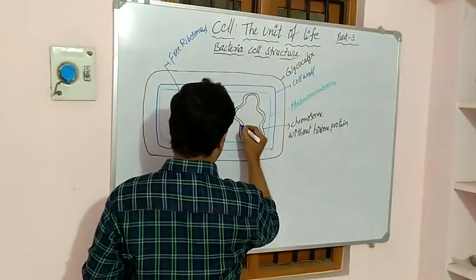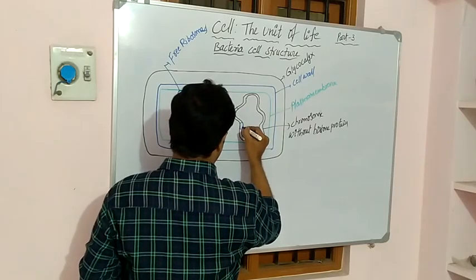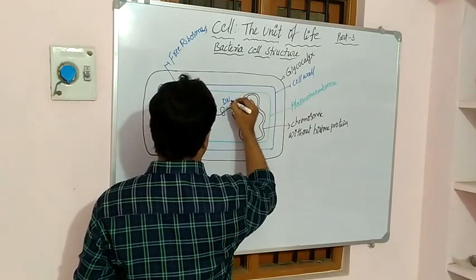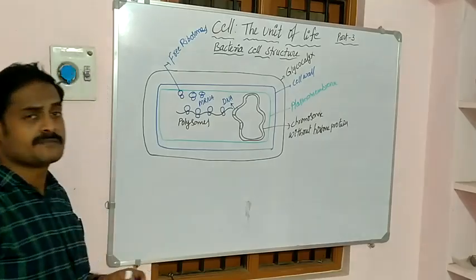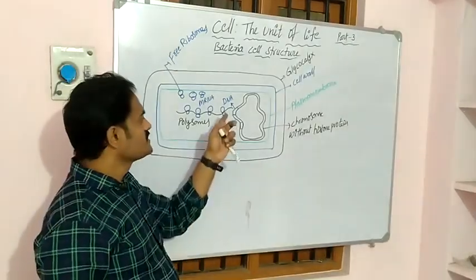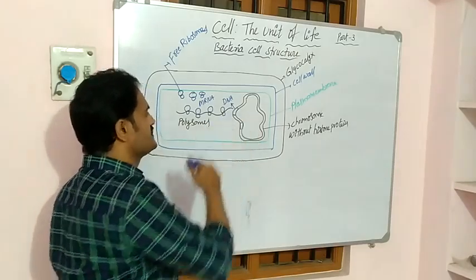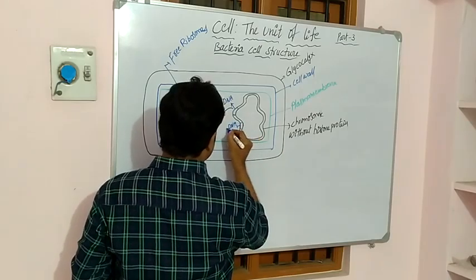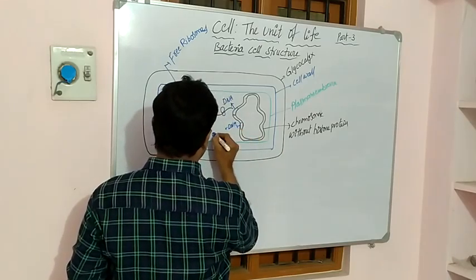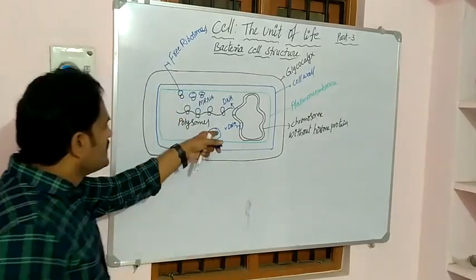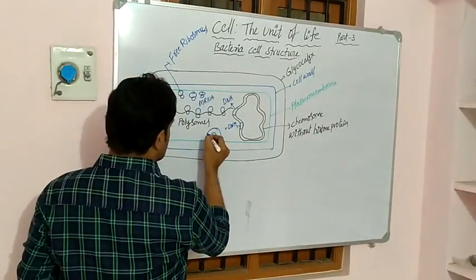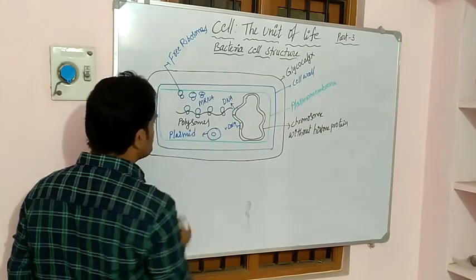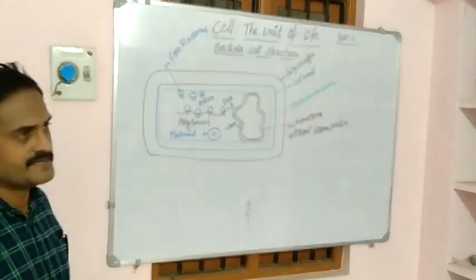And also some portion of the chromosome is called DNA. Remember, very important: the chromosomes are made up of DNA and proteins. So the other portion of the DNA is modified into circular DNA here. This circular DNA is called plasmid. The circular DNA is called plasmid.